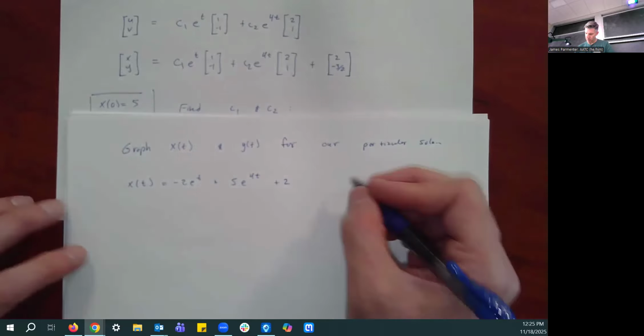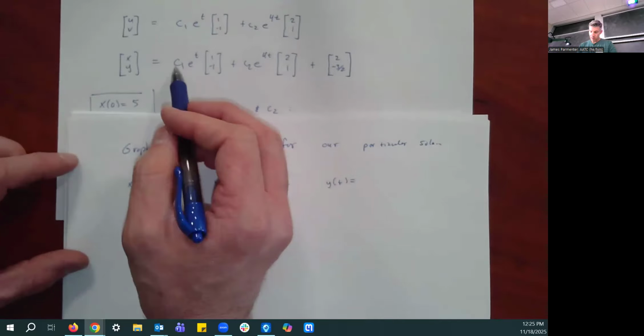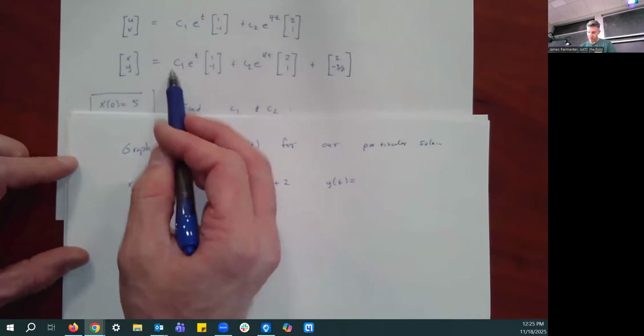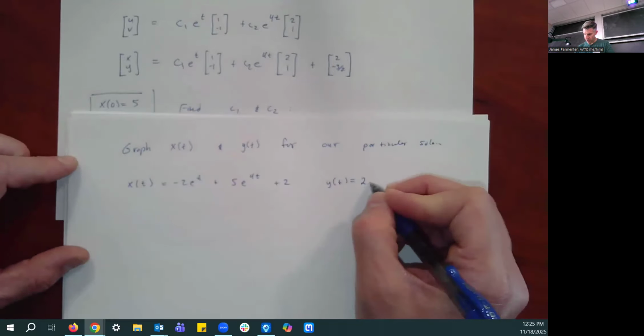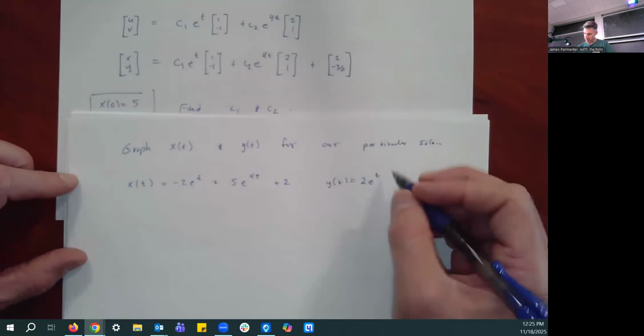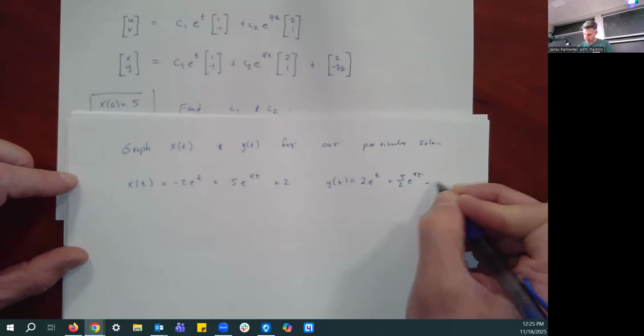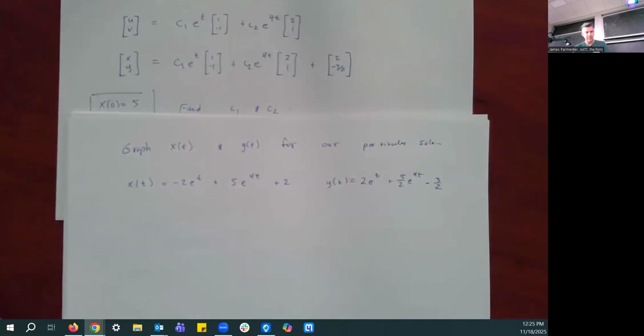And then y of t would be the bottom row. y of t is going to equal -2 times -1, so +2 e to the t, and 5 halves times 1 is 5 halves e to the 4t, minus 3 over 2. So the question is, how would you actually graph this? Again, we're not trying to do a great job here, we're trying to do a good enough job.